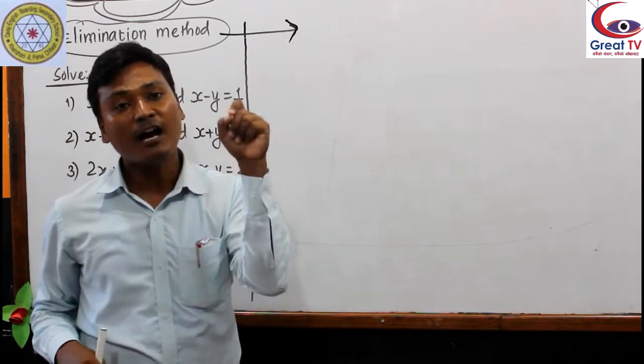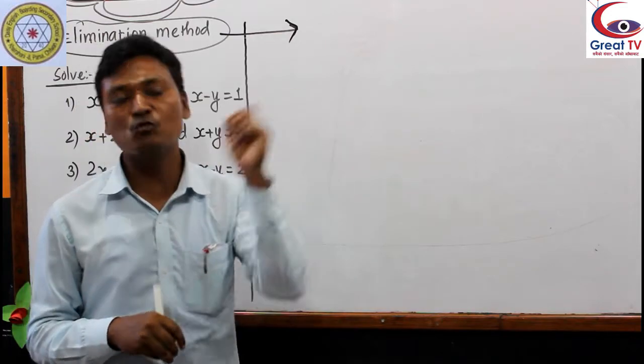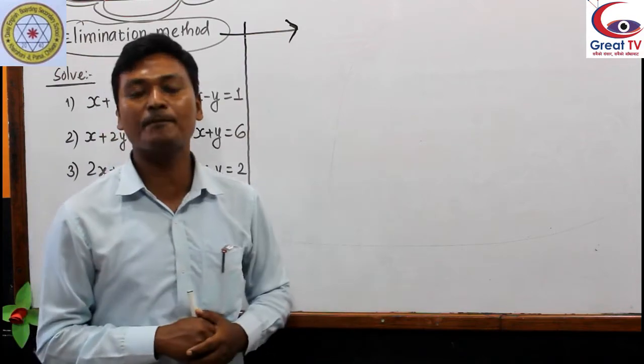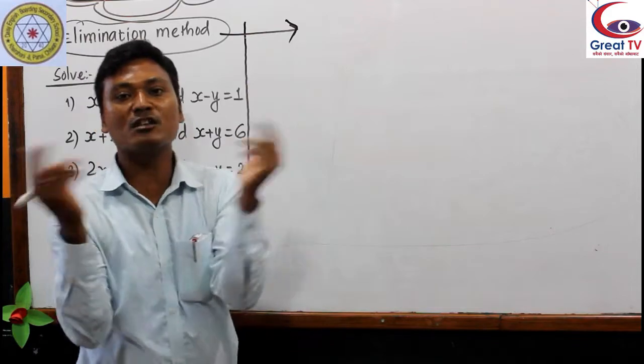By eliminating either x variable or sometimes y variable, first we find the values of x and y. When one variable is cancelled, in the elimination method we can do the cancelling method also.